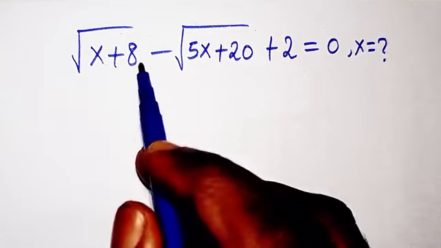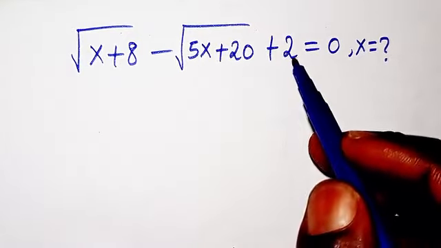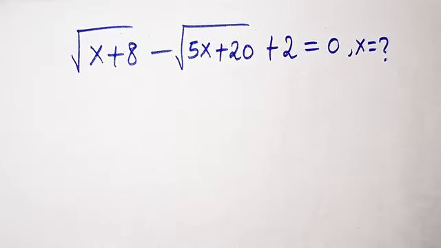We have root x plus 8 minus root 5x plus 20 plus 2 equals 0. So what will be the value of x?